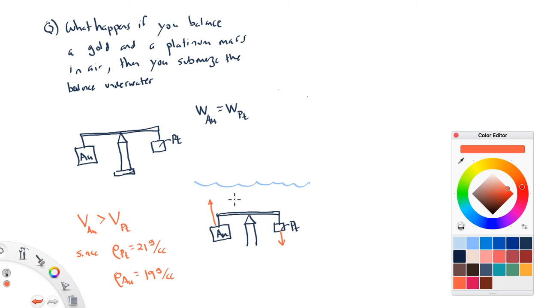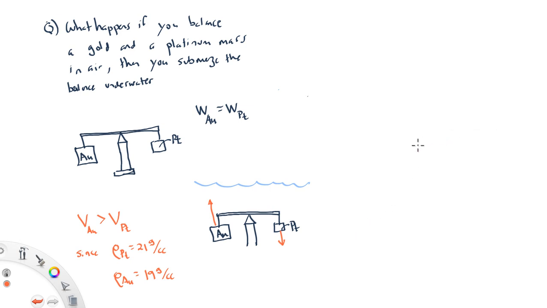Now, why is that relevant? Well, when you put it underwater, remember that the buoyant force that acts on this is equal to the weight of the water displaced. And the buoyant force acting on this is equal to the weight of the water that it displaces. Which one displaces more water? Well, the gold displaces more water because it has a larger volume. Hence, the buoyant force acting on the gold is going to be greater than the buoyant force acting on the platinum. So although the weights remain the same, the buoyant force acting on the gold is going to be bigger, and hence it will no longer be balanced.